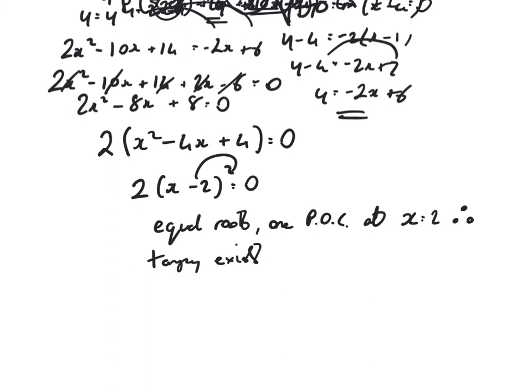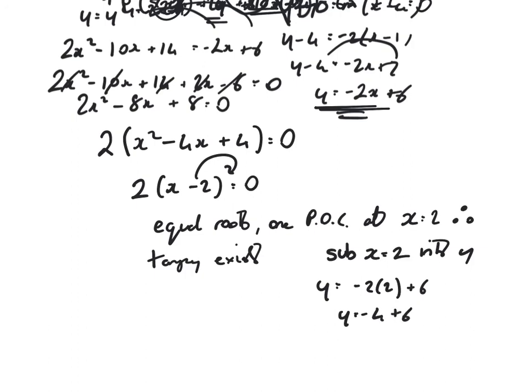Okay, now to find the y coordinate of the point of contact, we then sub into an equation that starts with y. So there's one there. We're going to sub x = 2 into an equation for y. And that will be y = −2 lots of 2 + 6. That's −4 + 6, and that is equal to 2. So the point of contact then is (2, 2).